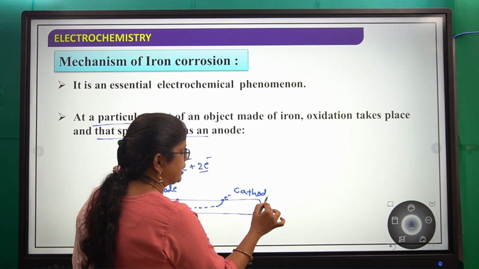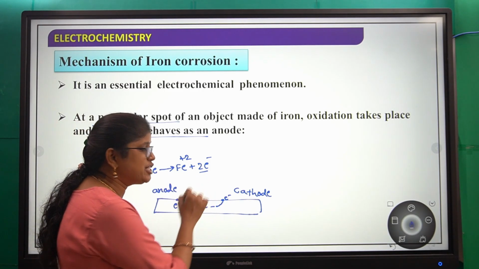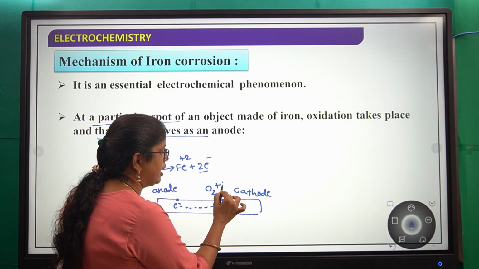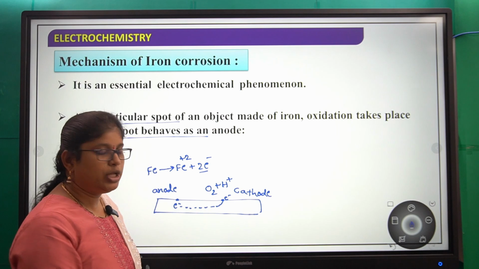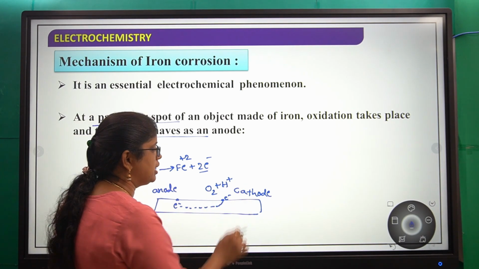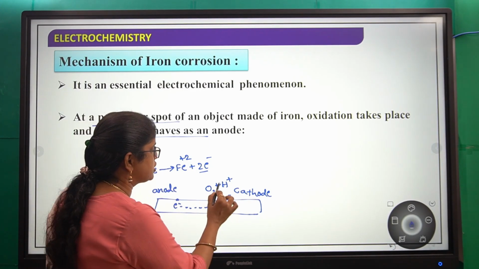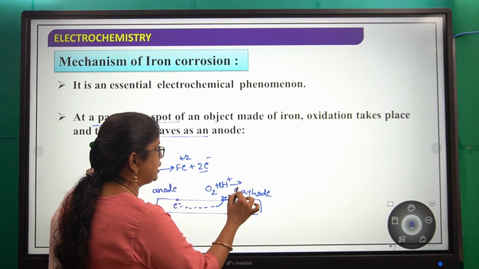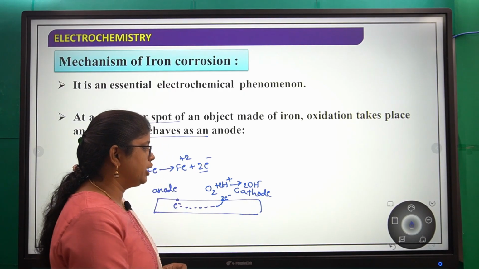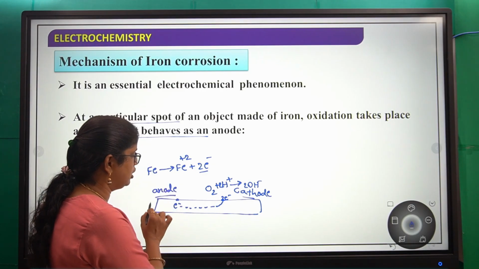Another spot acts as the cathode. At this spot, these electrons combine with oxygen in the presence of H+ ions. In the presence of H+ ions, O2 absorbs these electrons and gives OH- ions: O2 + 2H+ + 2e- gives H2O. Here reduction takes place. This is called the cathode and this is called the anode.